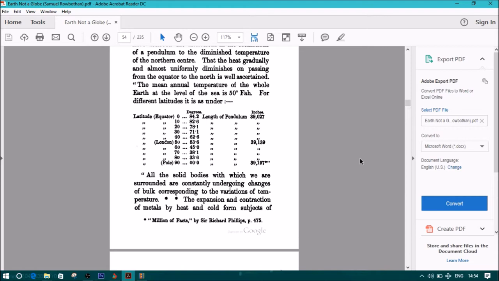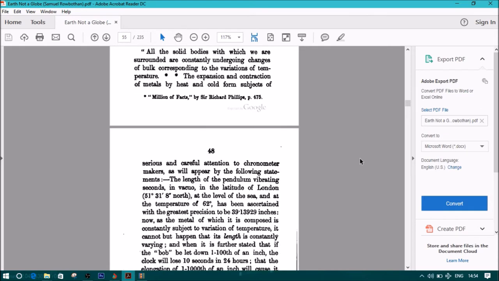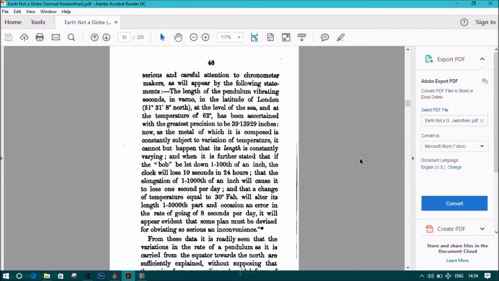All the solid bodies with which we are surrounded are constantly undergoing changes of bulk, corresponding to the variations of temperature. The expansion and contraction of metals by heat and cold form subjects of serious and careful attention to the chronometer makers, as will appear by the following statements, from Millions of Facts by Sir Richard Phillips, page 475. The length of the pendulum vibrating seconds in vacuo in the latitude of London, which is 51 degrees, 31 minutes, 8 seconds, at the level of the sea and at the temperature of 62 degrees, has been ascertained with the greatest precision to be 39.13929 inches.